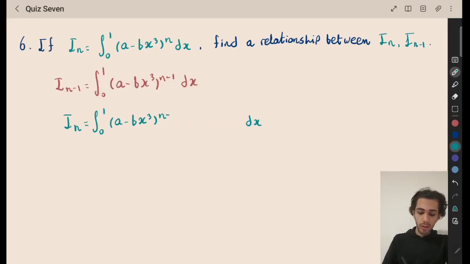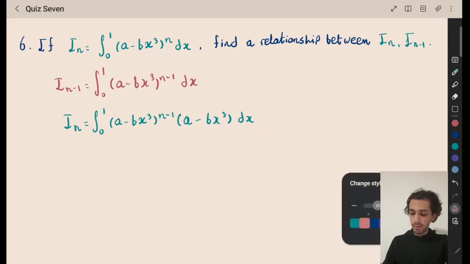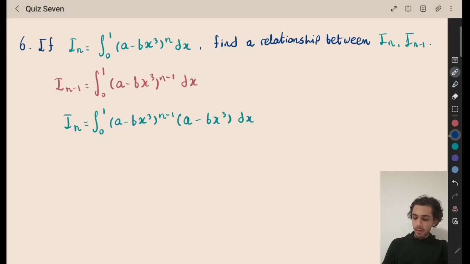So how about we take away 1 from here, and we multiply by a minus bx cubed. That should work, right? So it kind of looks like I_{n-1}, except for this lousy term. So what do we do next with this term? We break it down into two terms. So I will distribute now and see what happens.